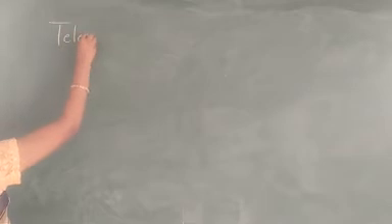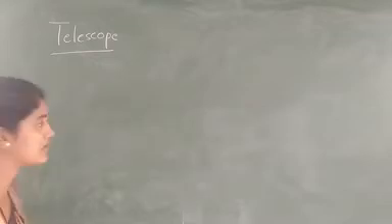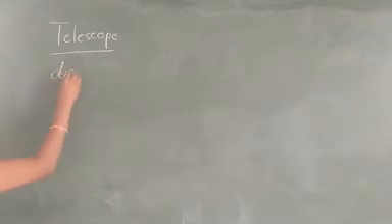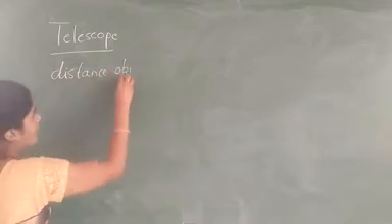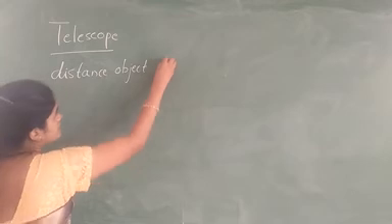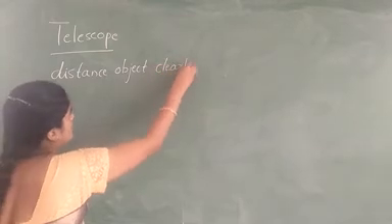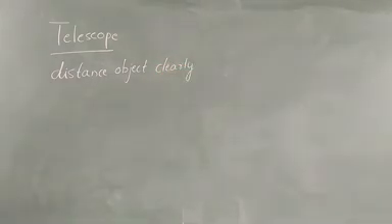Good morning. Today we are studying about the telescope. Telescope means what? We can see a distant object clearly, or a far object clearly. If we can see distant objects clearly, then we call it a telescope. This telescope is divided into two types.